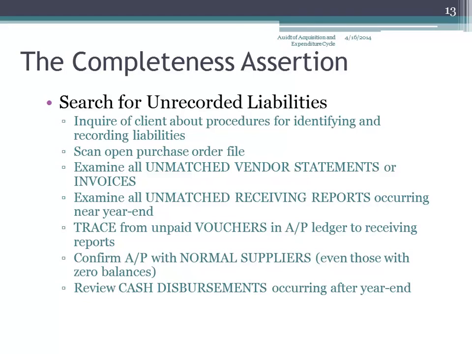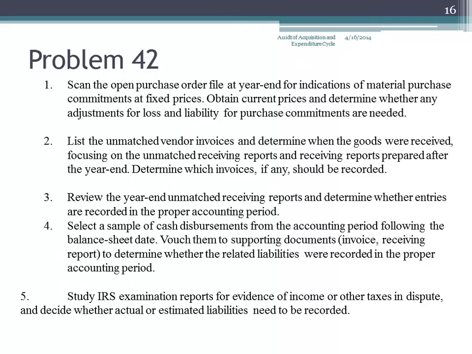So yes, there's a lot of cutoff, there's a lot of looking, in terms of testing the completeness, at the receiving report. Because again, the receiving report is an indication that we actually received the goods and that we should be recognizing a liability. So again, I think Ricardo read accurately. Scanning the purchase order, looking at unmatched vendor invoices, reviewing the year-end unmatched receiving reports. You could select a sample of cash disbursements from the accounting period following the balance sheet date. Again, that's cutoff.